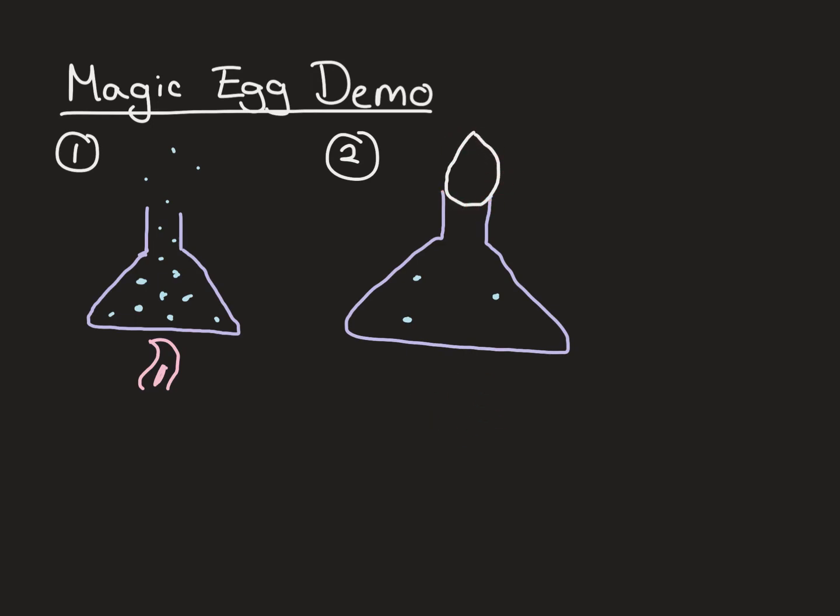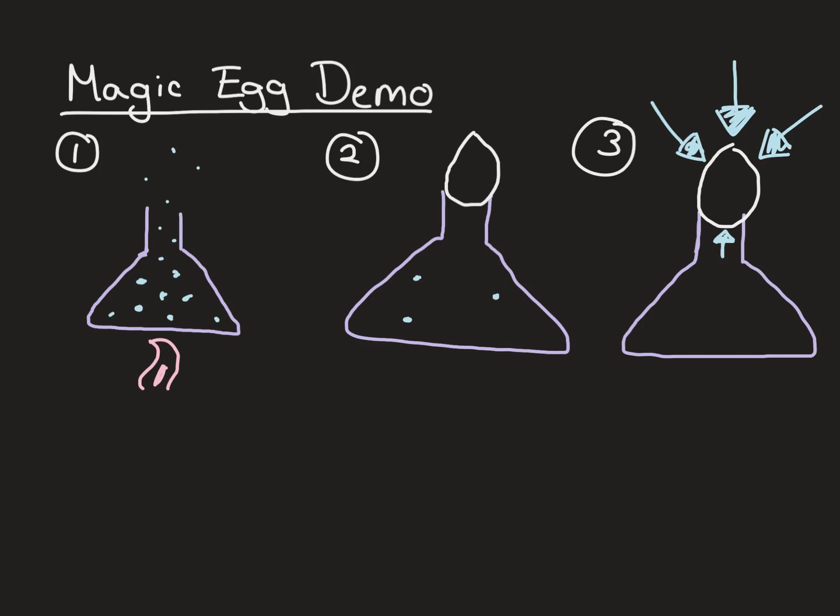So what this means is that no air particles can come in or out of the flask anymore because the hole is blocked by the egg. And because the heat is removed, the temperature of the gas is going to start to decrease. And we know from the work that we were doing on how gases behave, if the temperature decreases, then the particles will be moving slower, so there'll be less pressure on the walls of the container, and so the pressure inside the flask decreases.